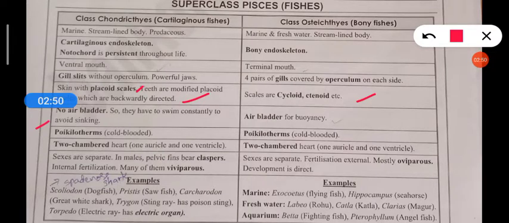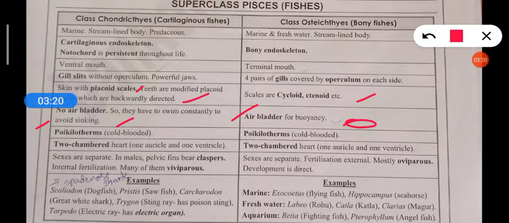Now in the chondrichthyes there is no air bladder, so they swim constantly to avoid sinking. But the osteichthyes fishes have an air bladder for buoyancy. So sometimes without swimming they can stay at one place, but chondrichthyes fishes must always swim.